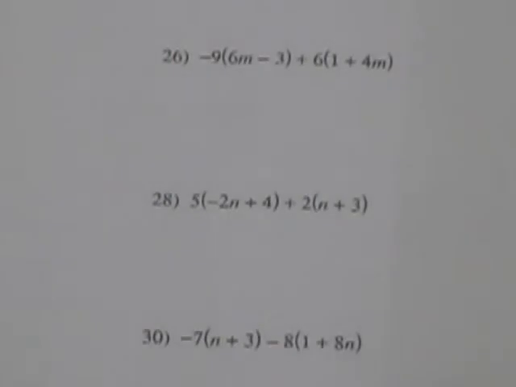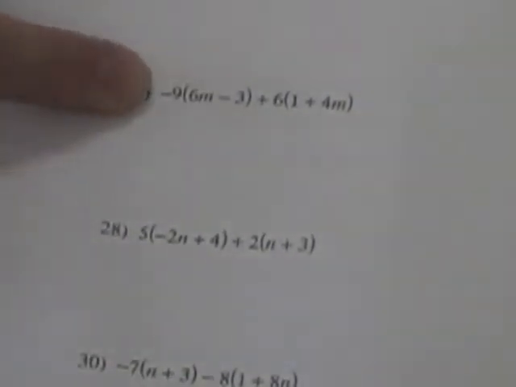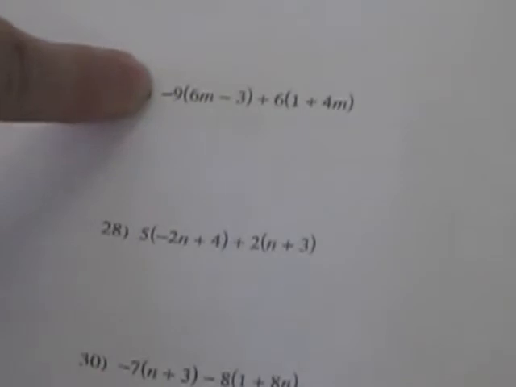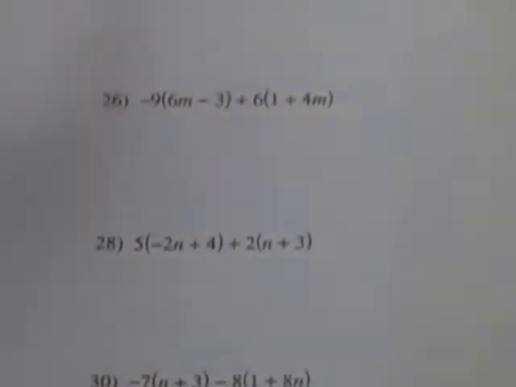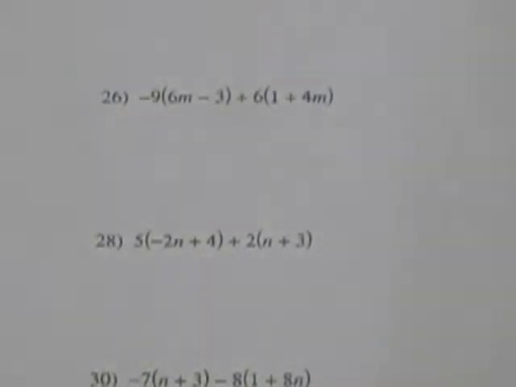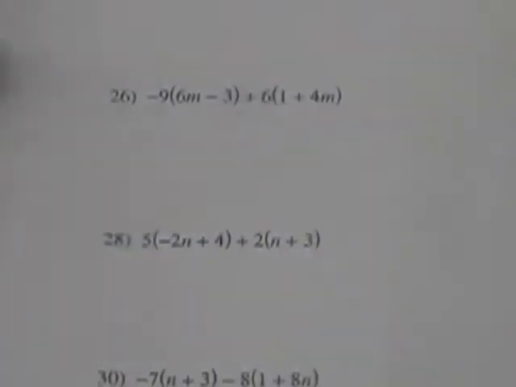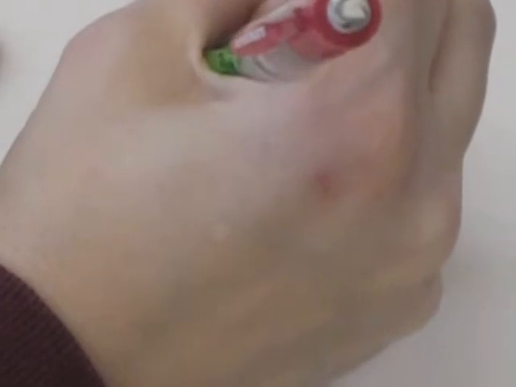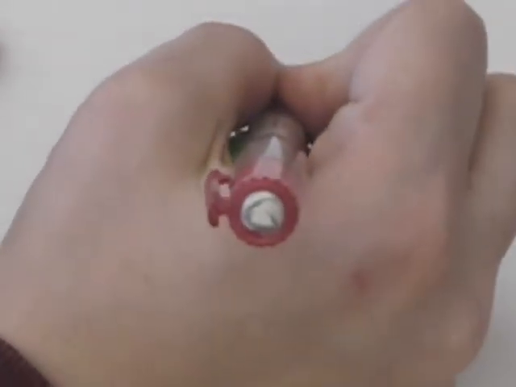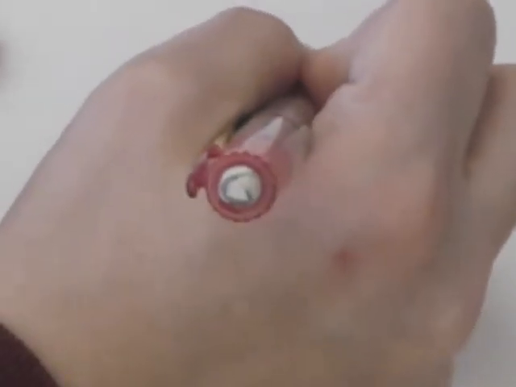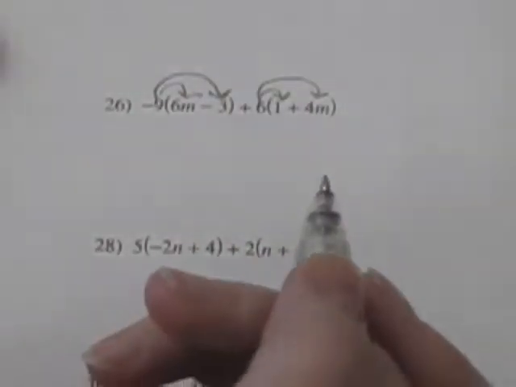Alright, so we're looking at number 26, negative 9 times the sum of 6m minus 3 plus 6 times the sum of 1 and 4m. So the first step on our notes said we need to use the distributive property. I'm going to multiply the negative 9 times the 6 and the negative 9 times the negative 3. And then I'm going to multiply the 6 times the 1 and the 6 times the 4m.